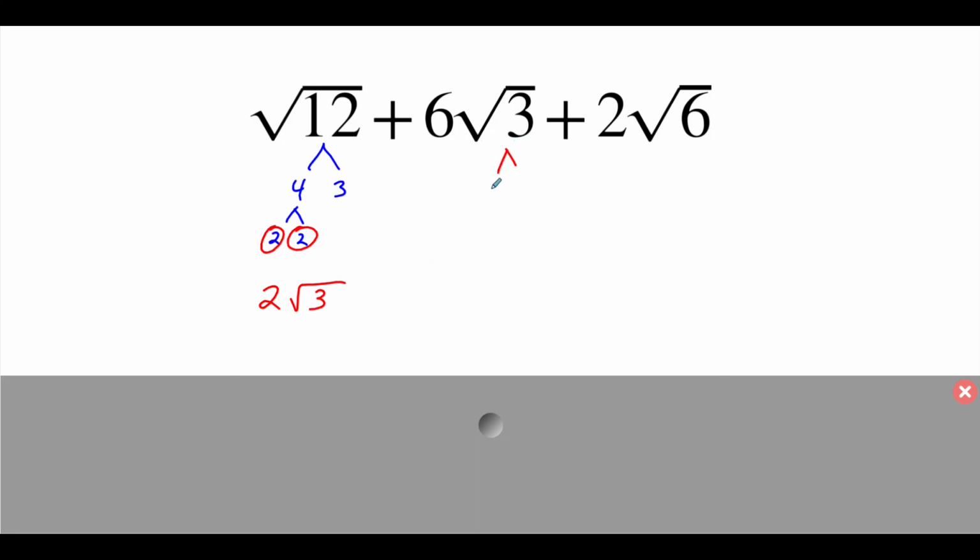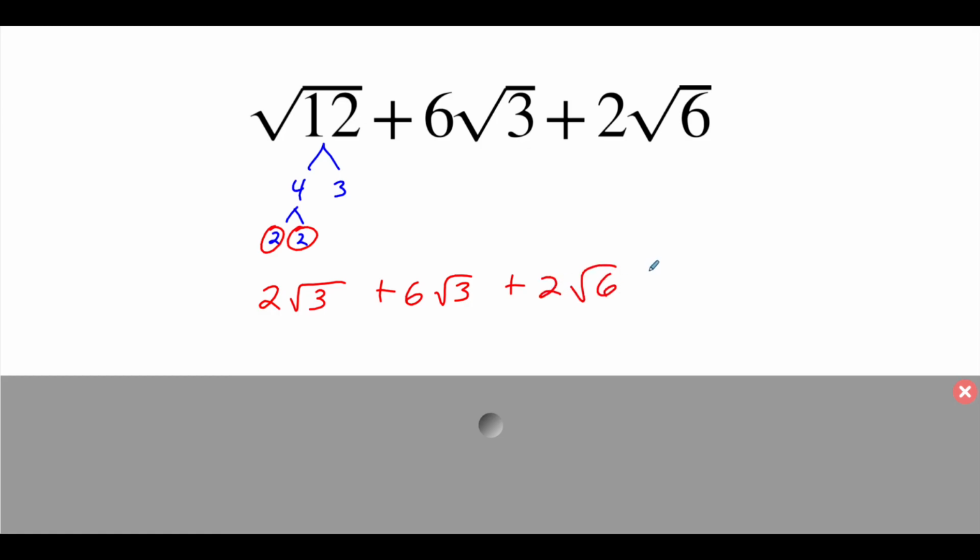3 can't be broken down at all because its only factors are 1 and 3, and that doesn't have any pairs. So I'm just going to leave that one the same. So plus 6 root 3. And 6 can't be broken down either because that's just 2 times 3. And again, neither one of those has a pair, so we can't break that one down. So I'm going to leave that one the same as well. So plus 2 root 6.